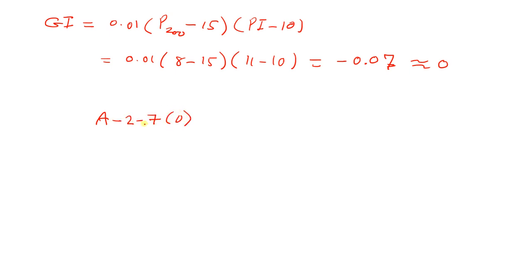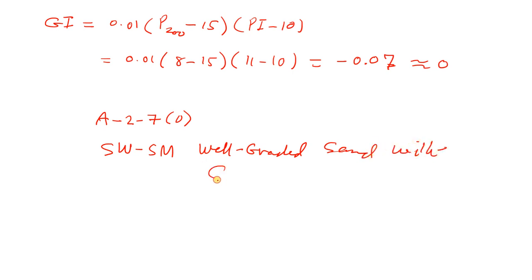If you see the previous lecture, for the same soil we did classification in unified. In unified it was SW-SM, if you remember. It was well graded sand with silt and gravel. So if we are dealing with the unified classification, it is SW-SM. But if we are dealing with AASHTO, the same soil is A27 with group index 0.